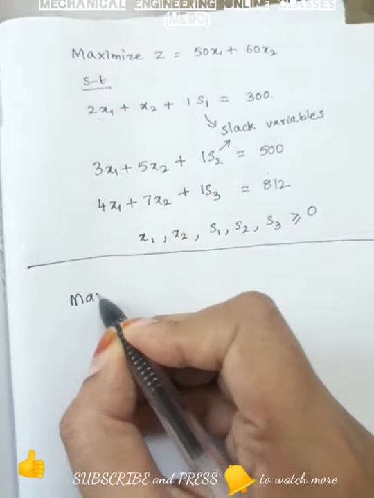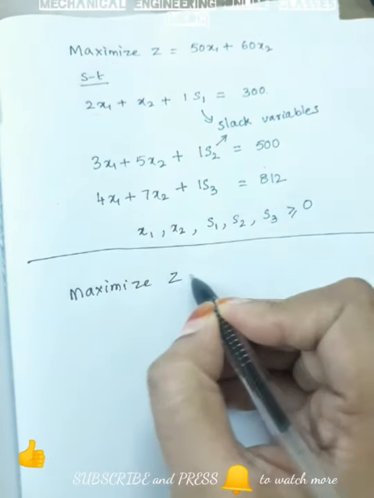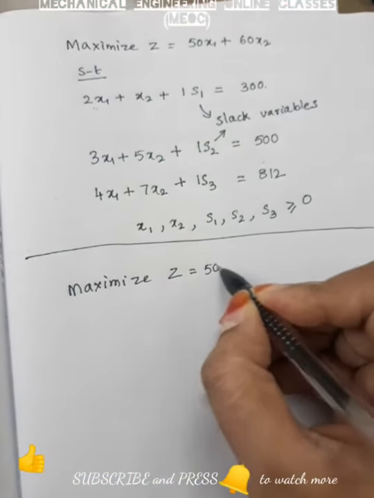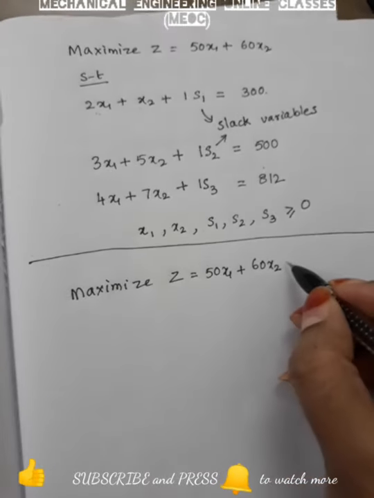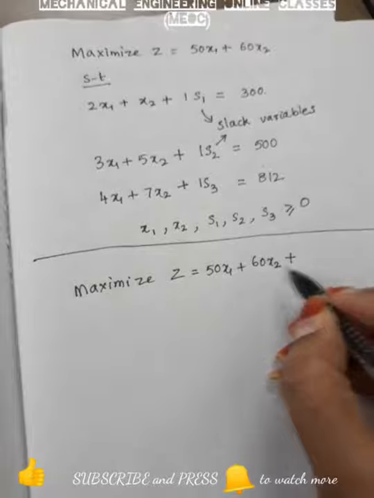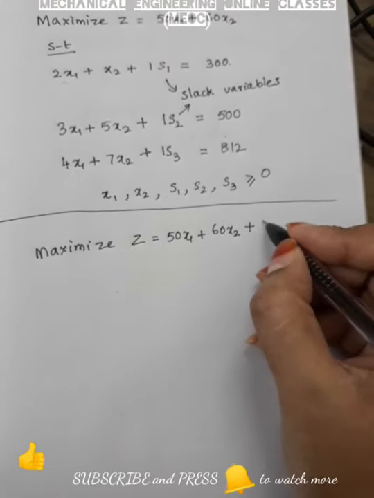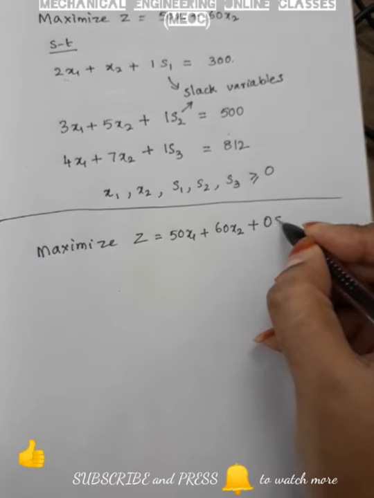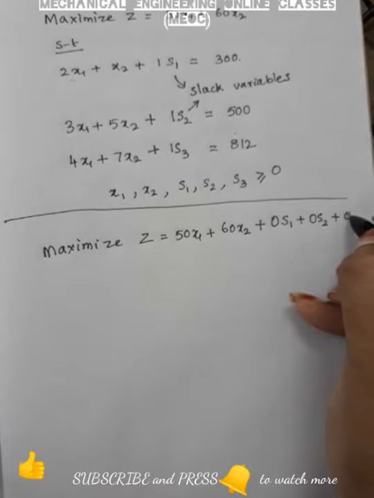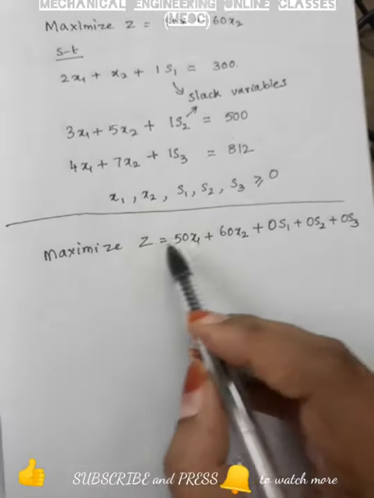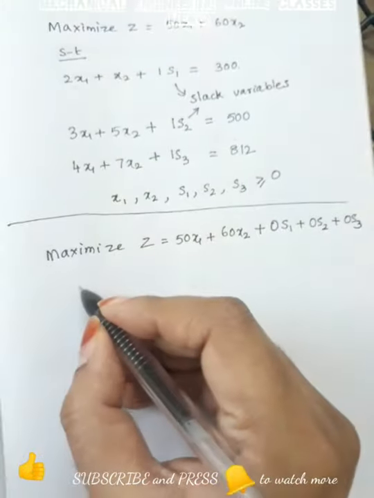Maximize z is equal to 50x1 plus 60x2 plus, I am not adding anything to the objective function, I am just adding coefficient 0 for all the variables, 0s3. So in this way the z equation is not changing.